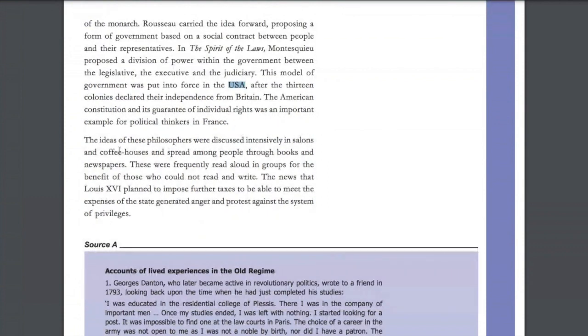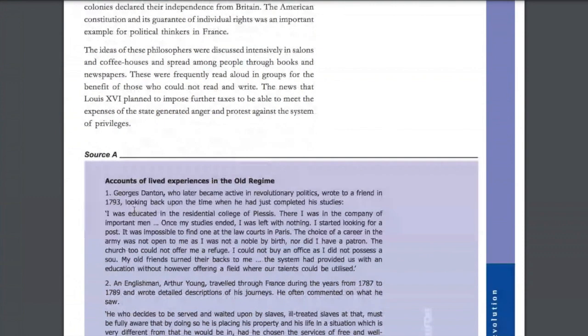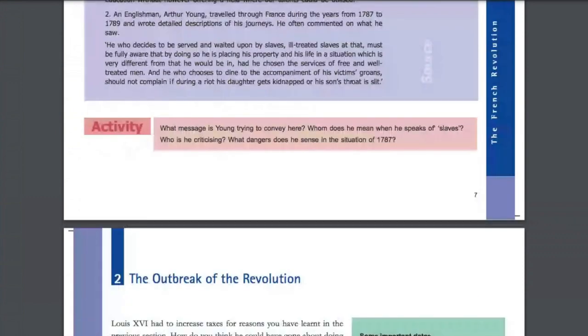These ideas of philosophers were discussed intensively in salons and coffee houses and spread among people through books and newspapers. These were frequently read aloud in groups for the benefit of those who could not read and write. The news that Louis XVI planned to impose further taxes to meet the expenses of the state generated anger and protest against the system of privileges. So Louis XVI was planning to impose more taxes, but these were protested by the people.